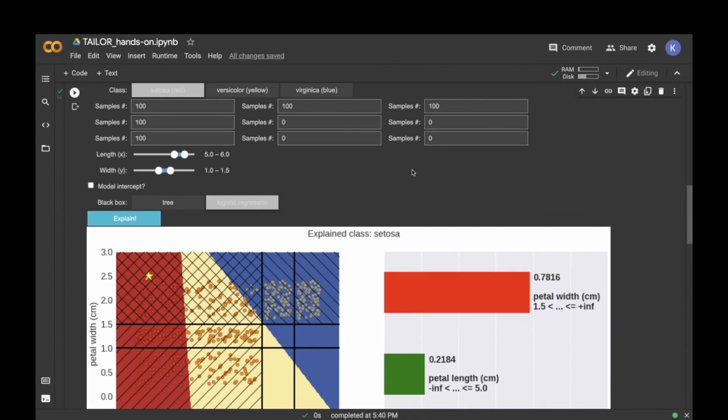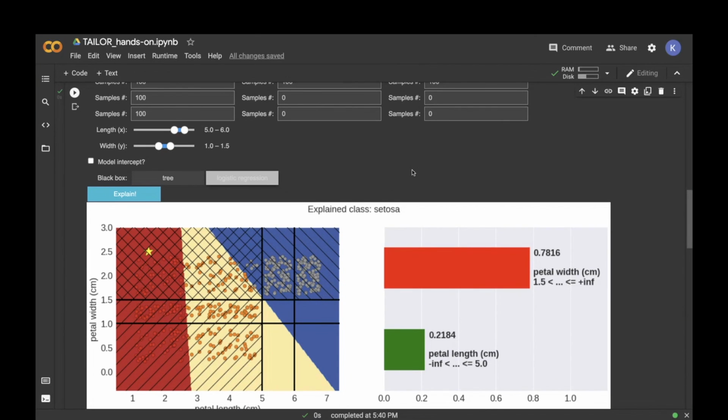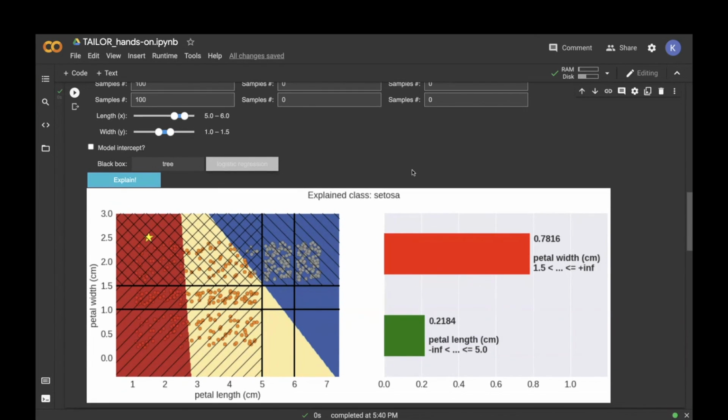You can also find a lot of other interesting effects here, so I encourage you to play a bit more with that. And that pretty much concludes this session.